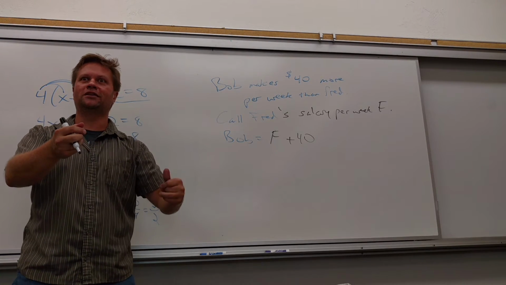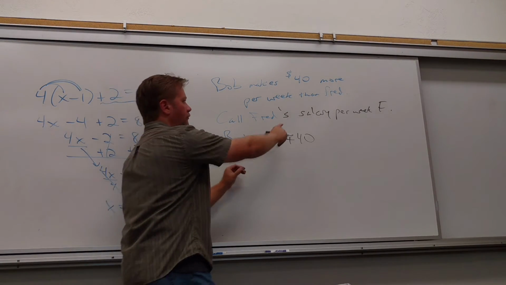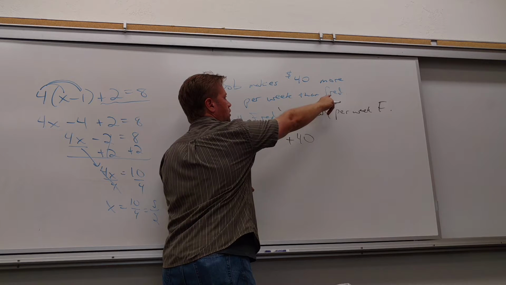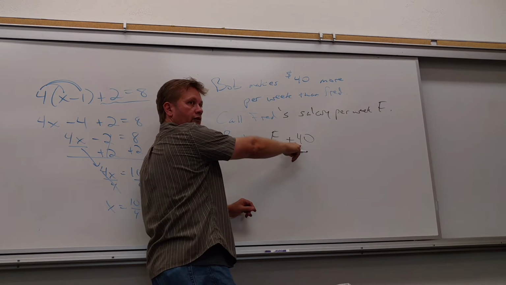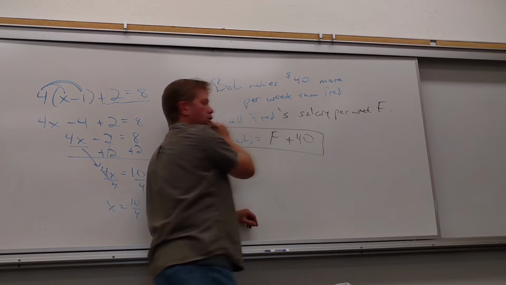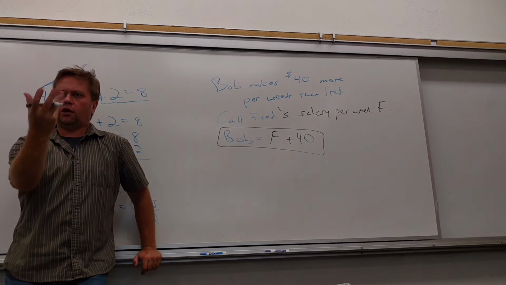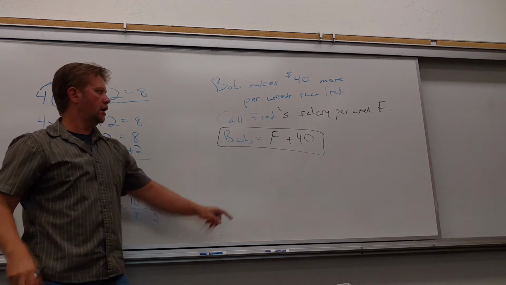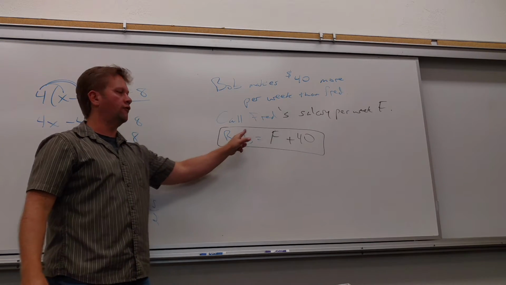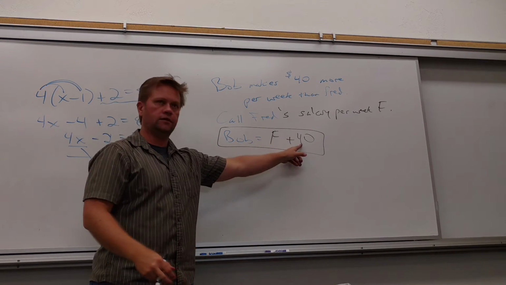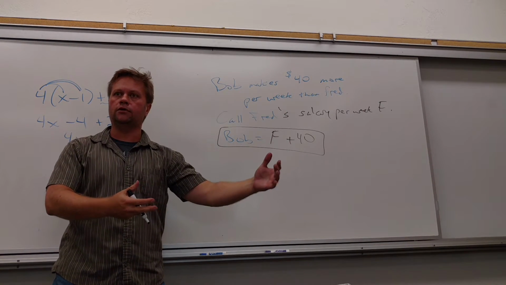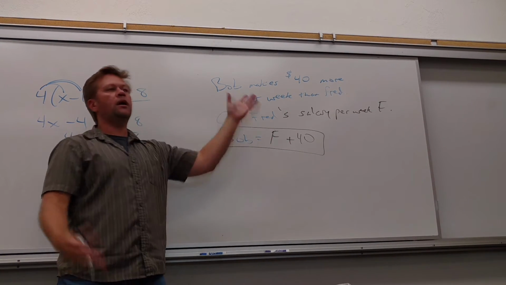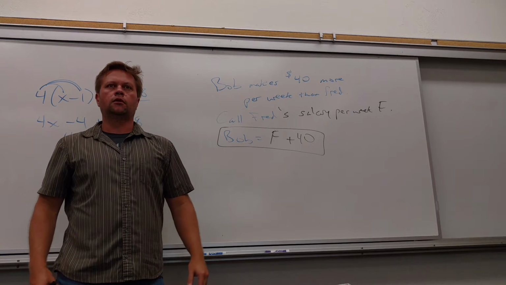Right? So whatever Fred's salary is, what do you do to it to find Bob's salary? Add 40. That's what this captures. That's what an algebraic equation like this captures. If I knew this, I could then find this by doing this. So now if I knew what Fred's salary was, I could put it there and figure out what Bob's salary was. I like it.